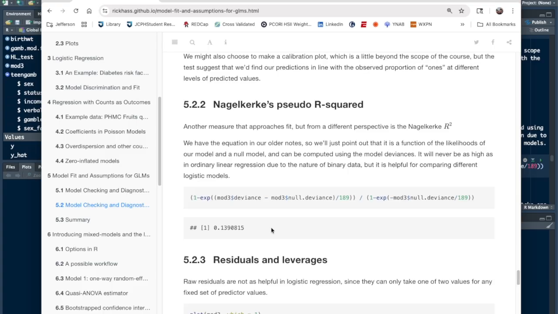Now that seems very small. The reason is that these R-squared approaches to binomial data will often be much lower, much farther away from 1.0 than you might get in an ordinary least squares regression. We'll just leave it at that. There are reasons for it.